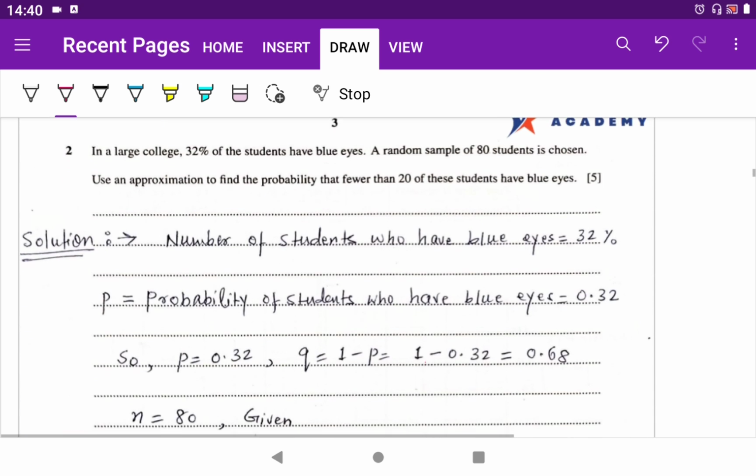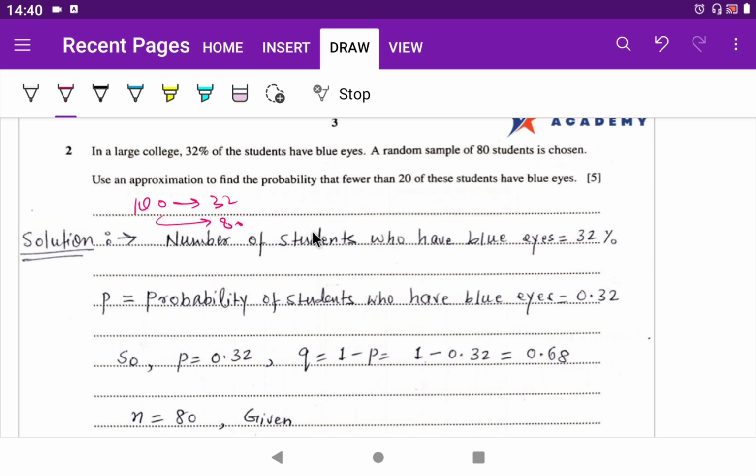So now question number 2. In a large college, 32% of students have blue eyes. A random sample of 80 students is chosen. Use an approximation to find the probability that fewer than 20 of these students have blue eyes. In a college, if there are 100 students, then 32 students have blue eyes, but we have chosen only 80. So now we have to find the probability that fewer than 20 students have blue eyes.